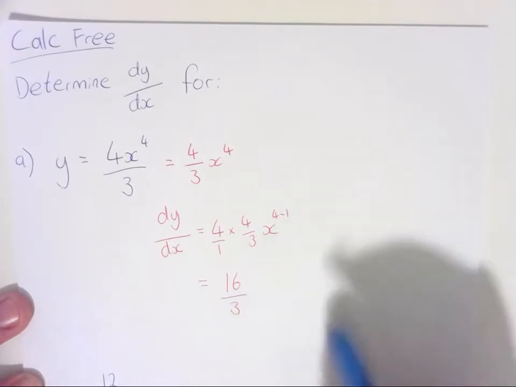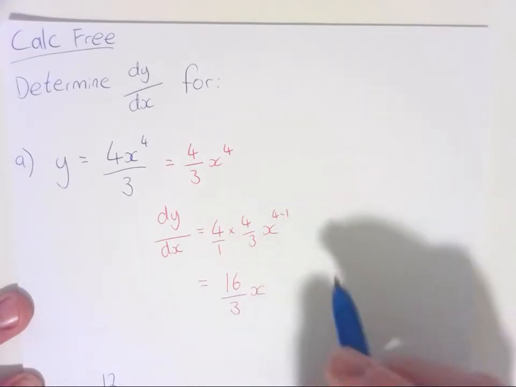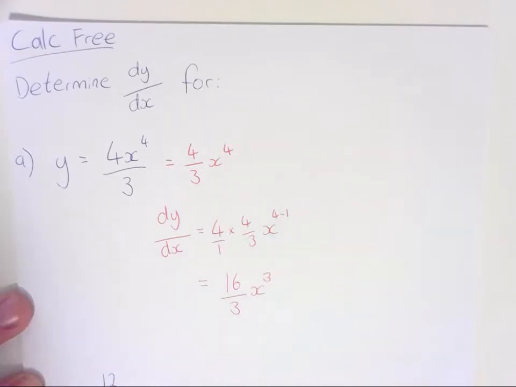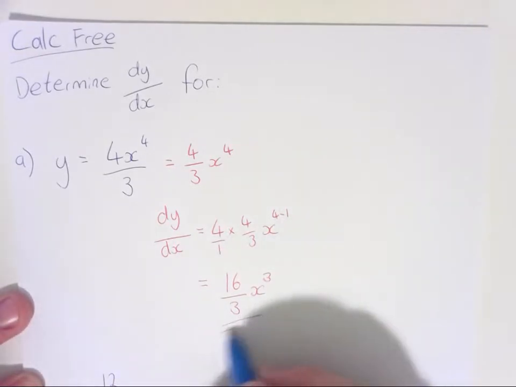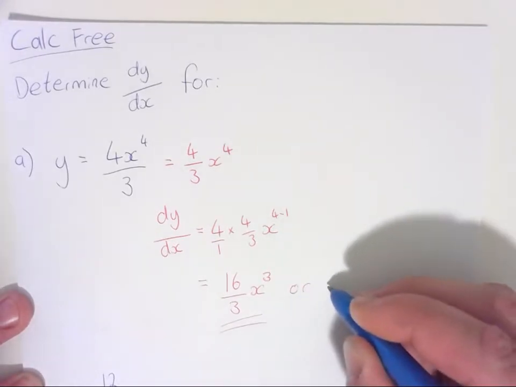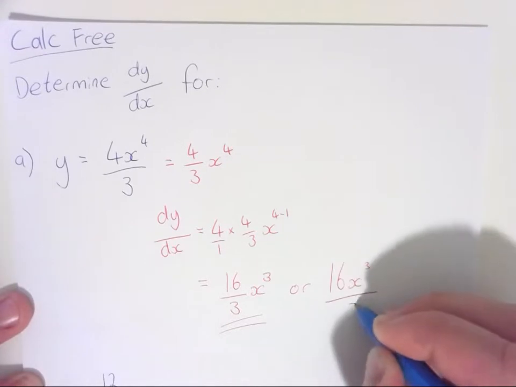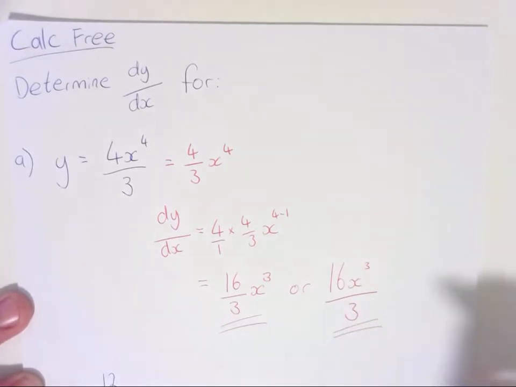X 4 subtract 1 is just 3, and that is your final answer. Now remember, you can write this like this: 16x cubed on 3. Either answer is sufficient for that question.